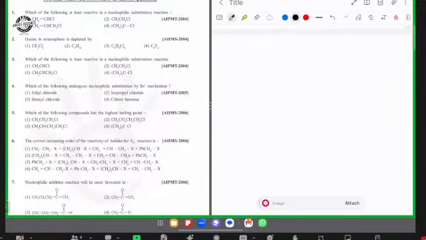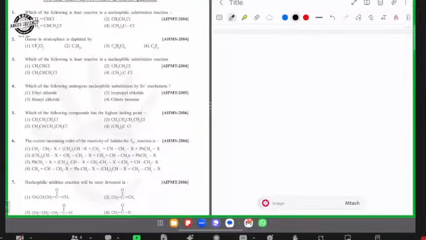Okay. Which of the following is least reactive in nucleophilic substitution reaction? So nucleophilic substitution means an electron-rich species will attack this particular reactant. So we have four reactants. If a nucleophile is attacking, our system should be electrophilic, because oppositely charged species attract each other.